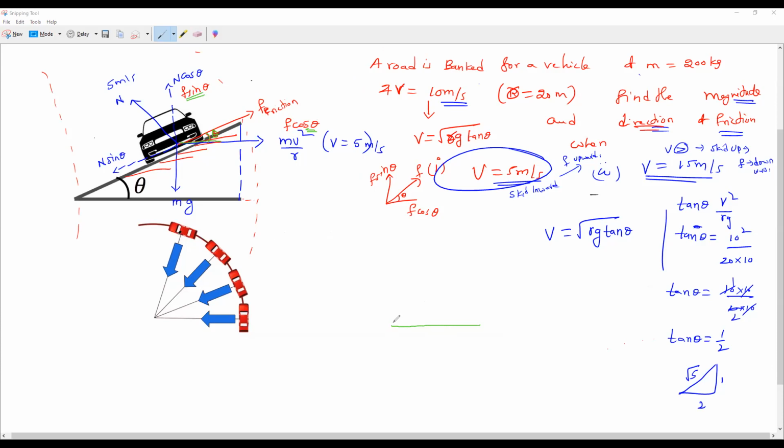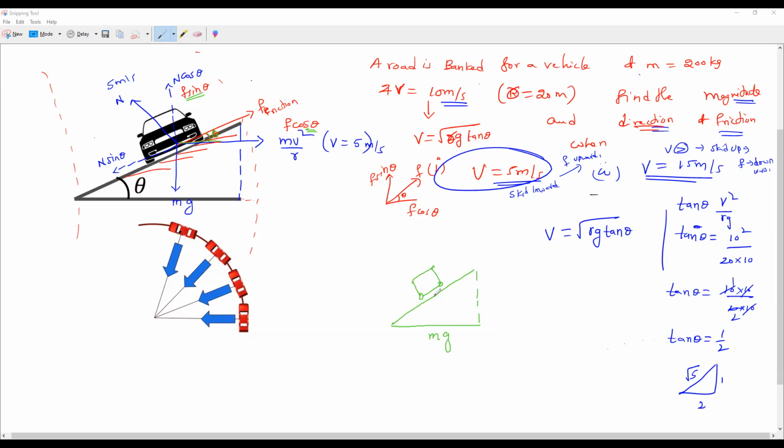Once again, check it, everybody. This is the banking of road, and the car is like this. Just imagine this is the car. The weight of the car is acting in the downward direction, mg. Normal is acting in the upward direction. Let me take it from this point so that it is easy for you to understand.